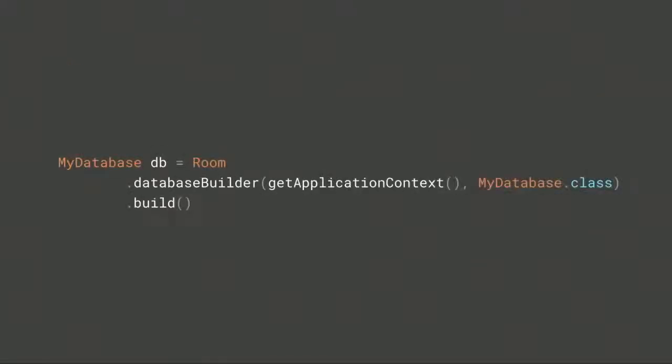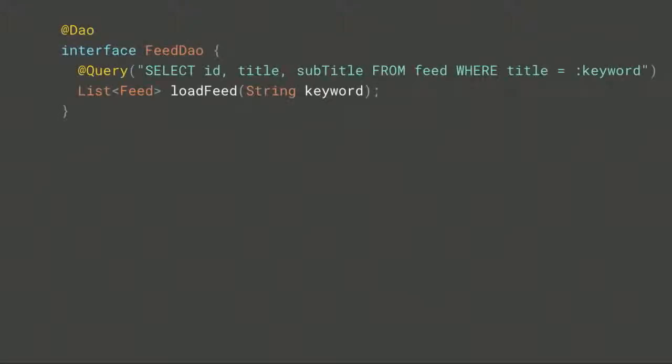This is all you write. Once you write that, you can get an implementation of it from Room. It's very similar to how you use Retrofit or Dagger. You define the interfaces, we provide the implementation.